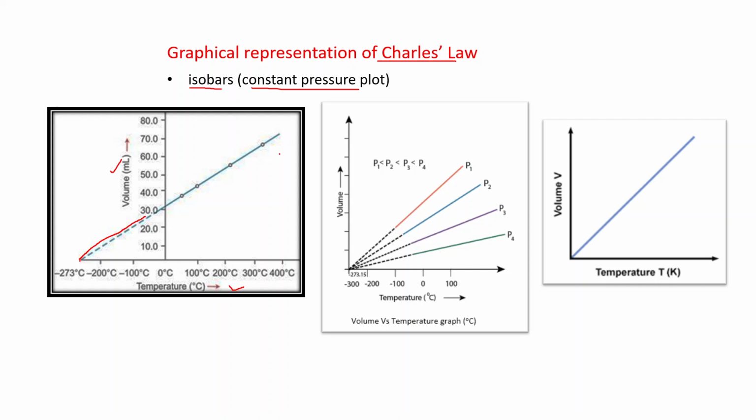Actually, before reaching this temperature, that is minus 273.15, the gas liquefies. You can also draw this diagram, volume versus temperature in degrees Celsius, at different pressures. Each line represents an isobar. And in general, if we plot volume against temperature in Kelvin scale, we will get a straight line passing through the origin.